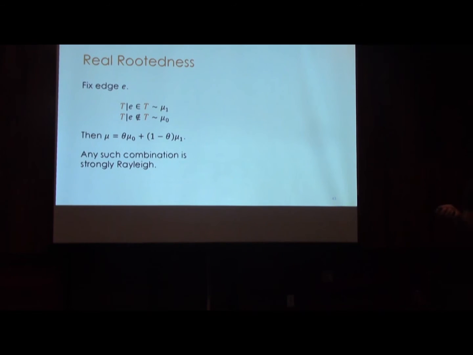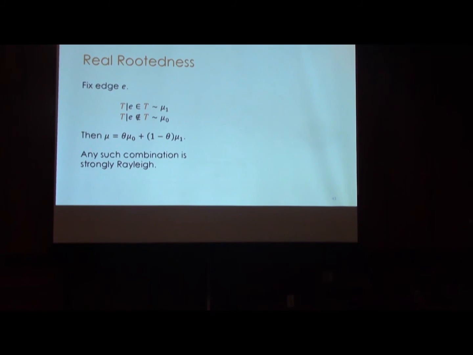So how is real rootedness of this polynomial going to help me out? Fix an edge E in the graph, and think of two distributions: the distribution you get by conditioning on E being in T, where T was my random tree distributed according to mu. So mu1 is the distribution conditioned on the edge E being inside the tree, and mu0 is the distribution you get by conditioning on E not being in the tree. Your actual distribution mu is a convex combination of these two distributions, obviously.